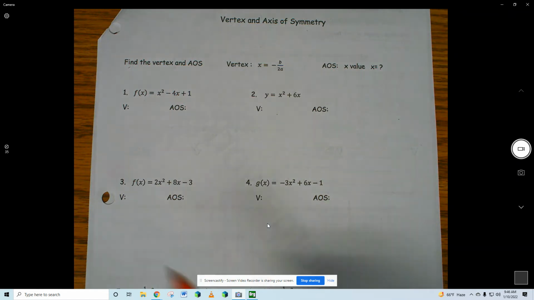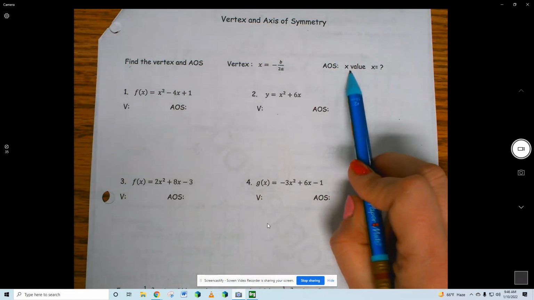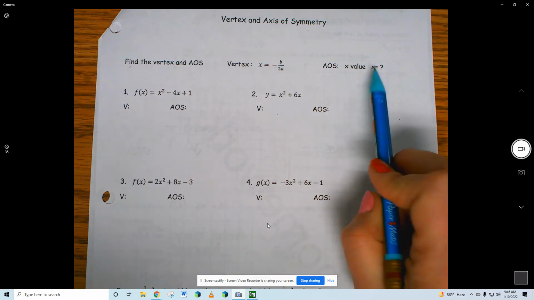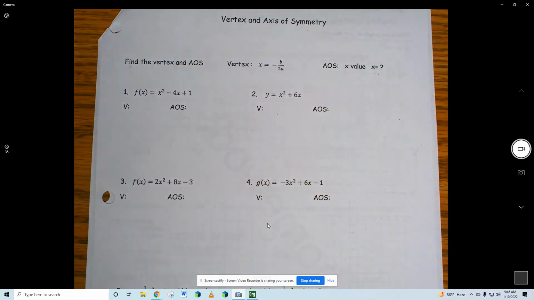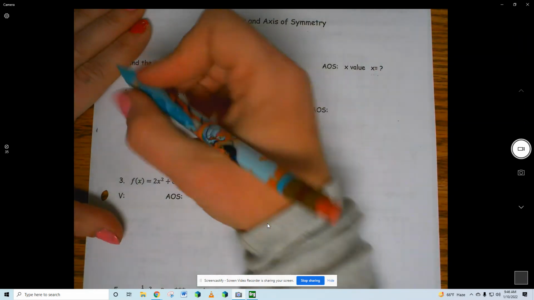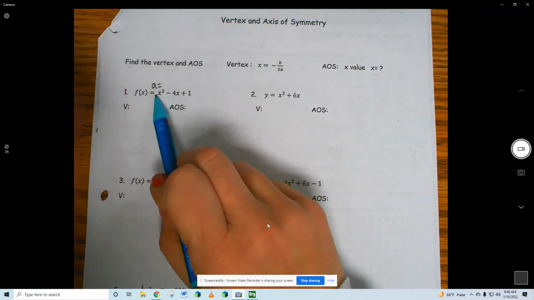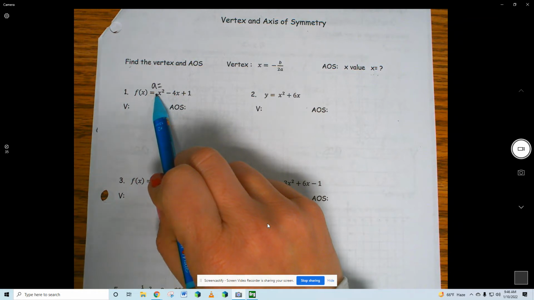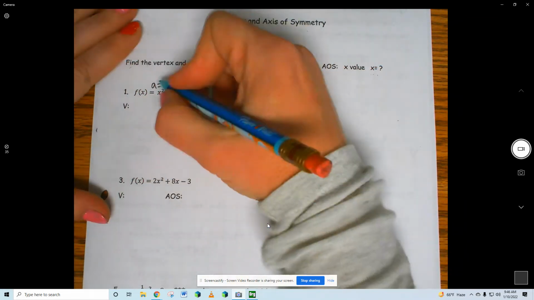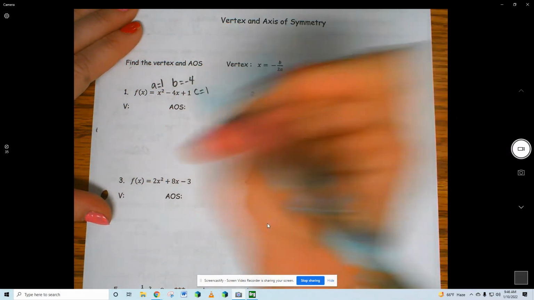So, x squared minus 4x plus 1. Remember, my vertex is -b/2a. My axis of symmetry is the x value, and I say x equals... Let's do number 1. What's a? What number is in front of x squared? 1. B equals -4. C equals 1.